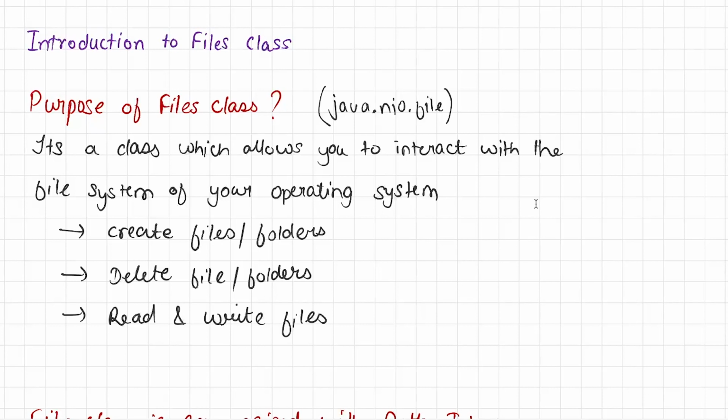And here NIO stands for native input output. So all the classes that interact with input output operations belong to the native input output package. So using this class, you can perform all the operations that you usually perform on files and folders, like creating files and folders, deleting files and folders, reading and writing files.